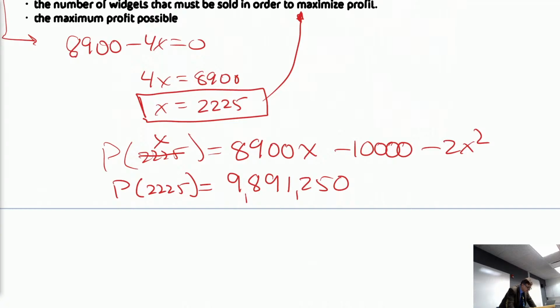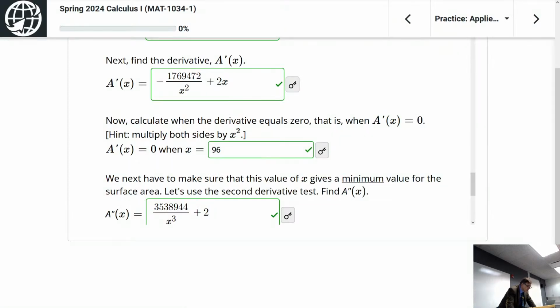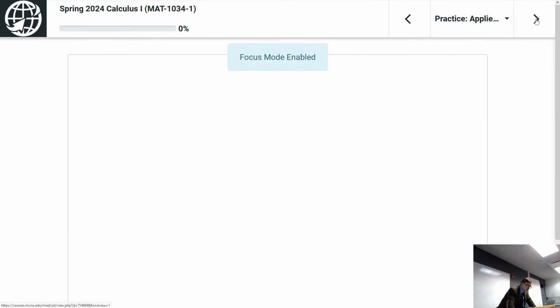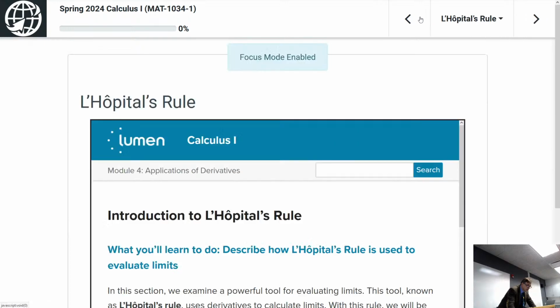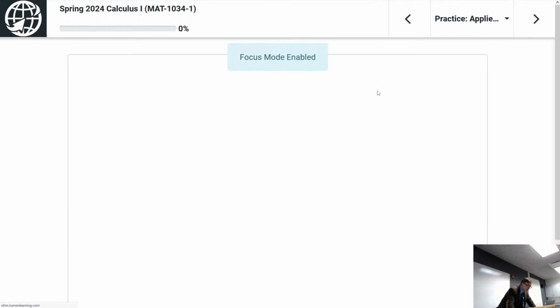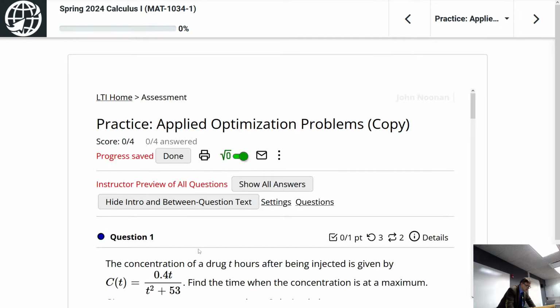That is amazing. Okay, so let's take a peek here at the homework. Where are we? Do we go forward? No, I don't know where we're going. This one. No, not L'Hopital. Let's go back one. Applied number 2. This is it. Here we go. We'll do L'Hopital on Monday.